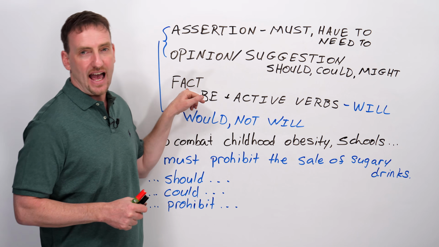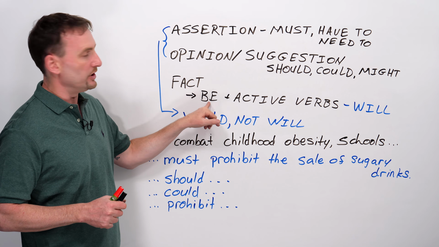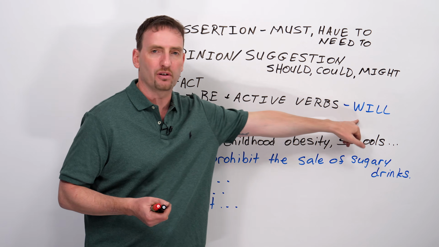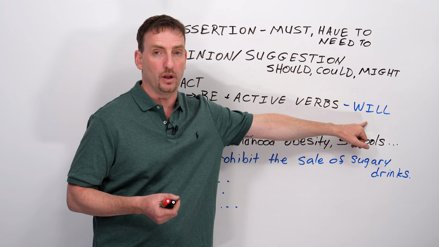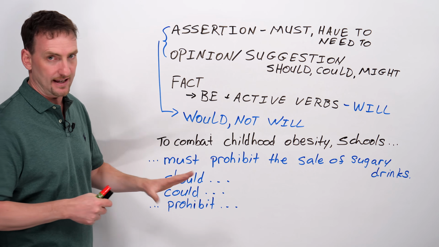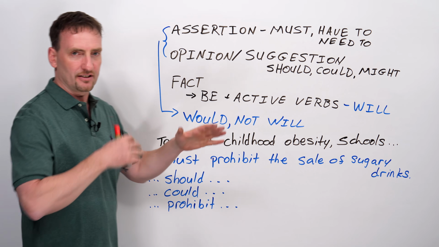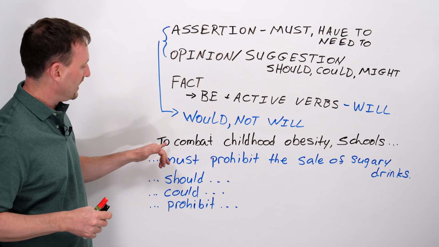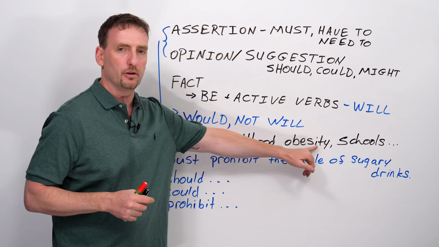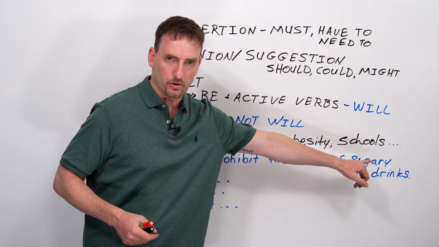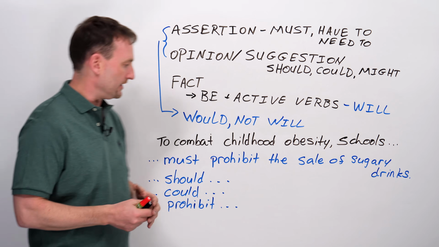Next, let's talk about facts. So facts, we use the be verb or an active verb. And if we're going to use a modal verb, we're going to use the modal will. Now, obviously, this is going to be much easier with an example. So let's look at an example. I'm going to start one sentence and then I'm going to finish the sentence 4 different ways. To combat childhood obesity, so children are getting fatter these days, schools, now I'm going to continue.